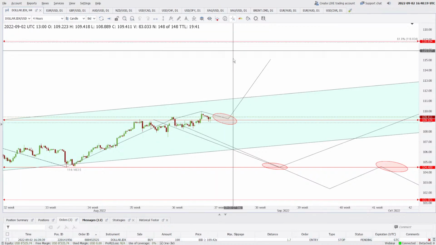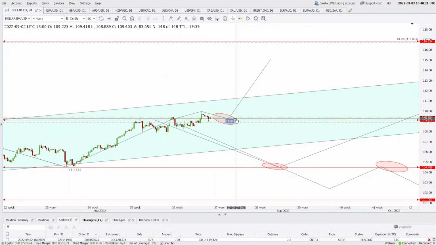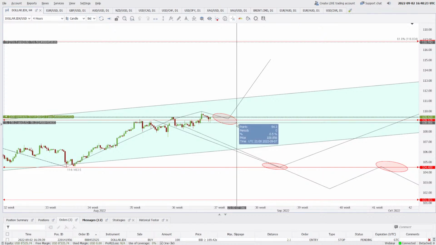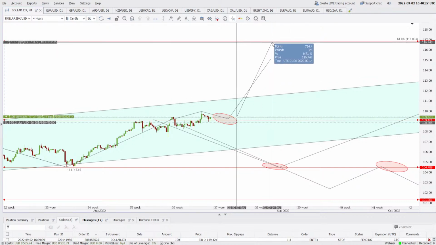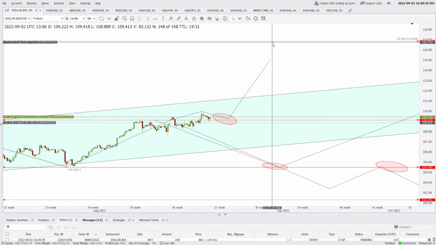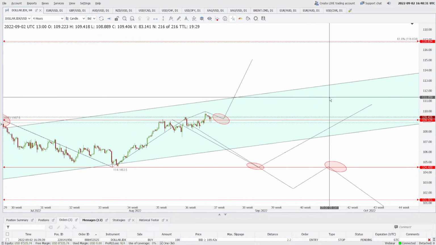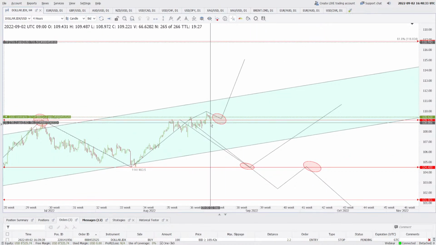Now if you calculate your risk to reward ratio, you will see that your risk is 54 points and your take profit is 730 points. This is a huge risk to reward ratio. I mean, even if you go wrong, you are not going to lose much if you are risking 1%.